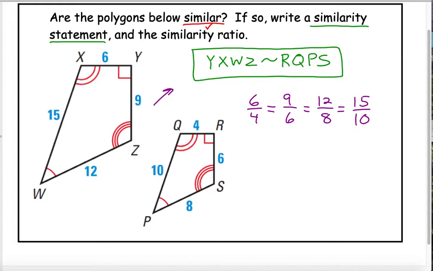Okay, so now let's get to the question, what's the similarity ratio? Any one of these fractions reduced. So if I reduce 6 over 4, I get 3 over 2. That's the similarity ratio. That's the ratio of this figure to this figure. It's on a scale of 3 to 2. If you reduce 9 over 6, you still get 3 over 2. Reduce 12 over 8, divide 4 out of both of those, you get 3 over 2. 15 over 10, divide both by 5, you get 3 over 2. So that's your ratio. All right, let's look at another example.